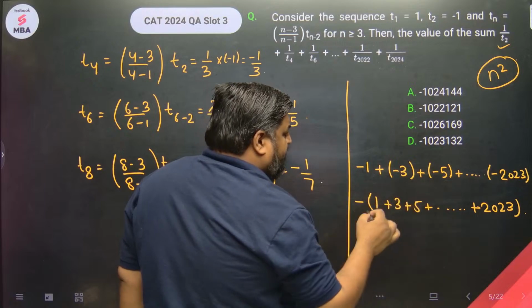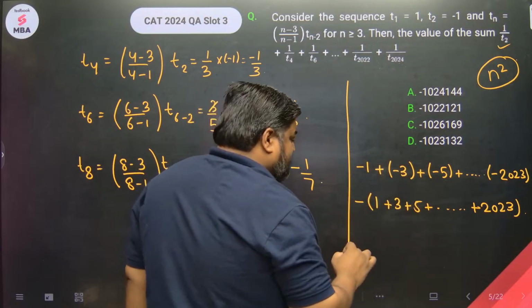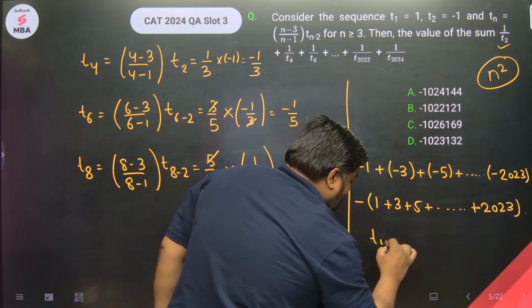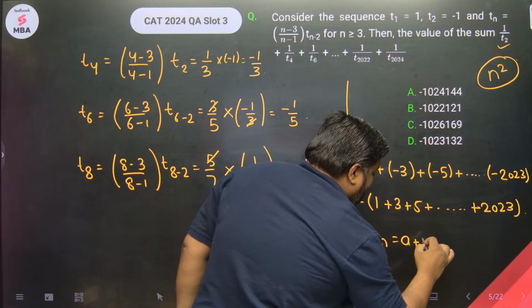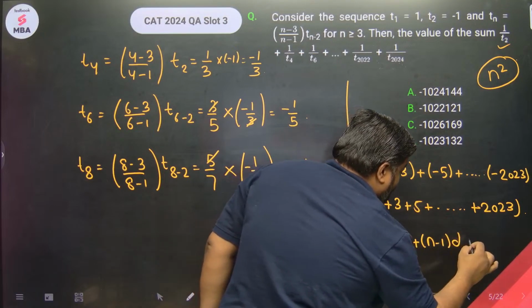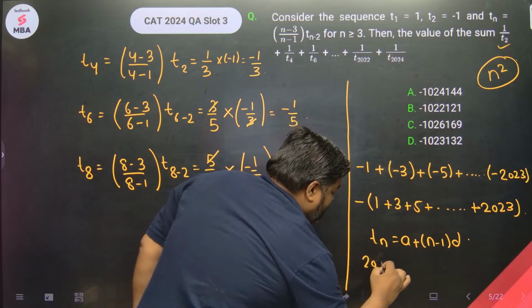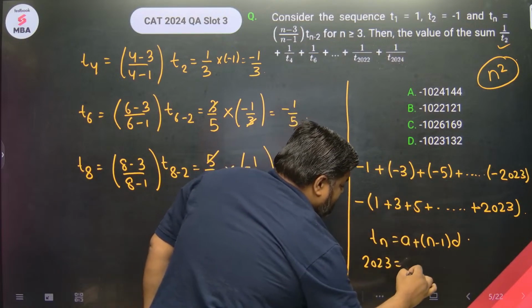2023 plus 1 by 2. There are multiple ways to find this. आप Tn का फॉर्मूला भी लगा सकते थे. Tn is equal to a plus n minus 1 into d. Tn is 2023. First term is 1.